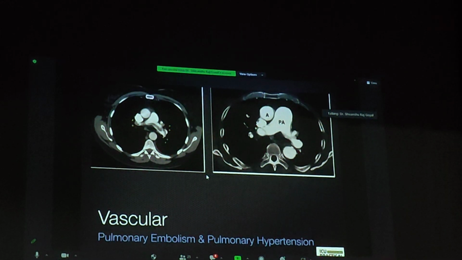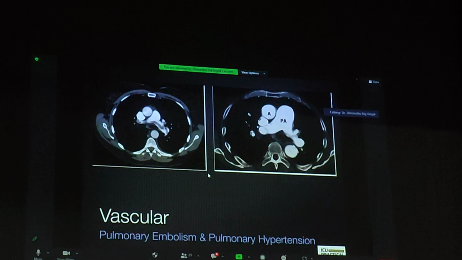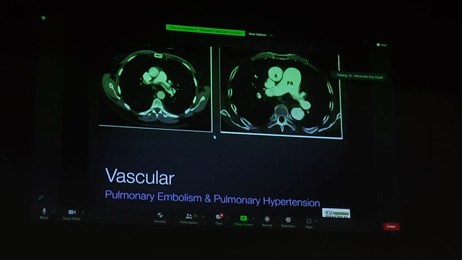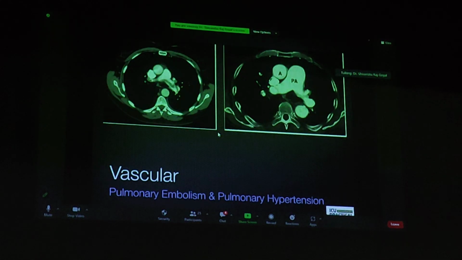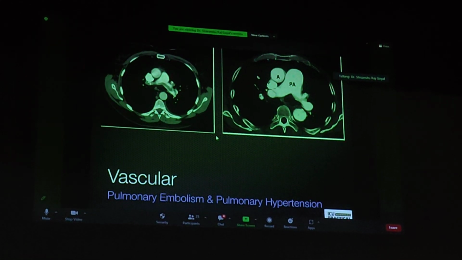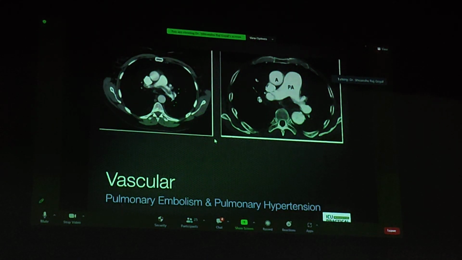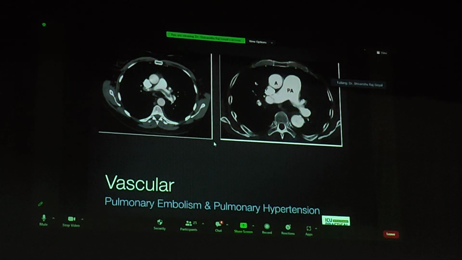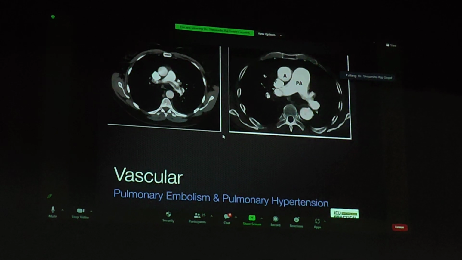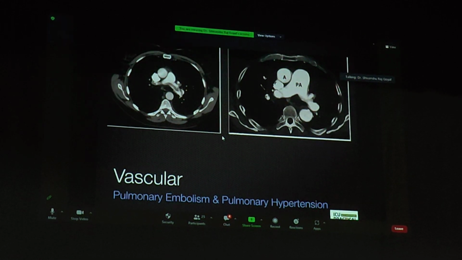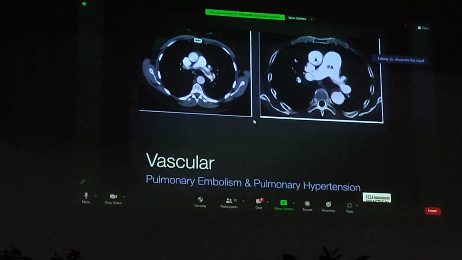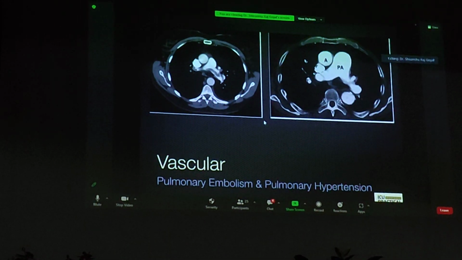Vascular problems. You see pulmonary embolism, pulmonary hypertension. What you see on the top left side, at the right pulmonary artery level, is a hypodense shadow inside the pulmonary artery. That is a typical saddle embolism. And what you see on the right side of the screen, the pulmonary artery is wider as compared to the corresponding ascending aorta or descending aorta. Very likely a sign of pulmonary hypertension.